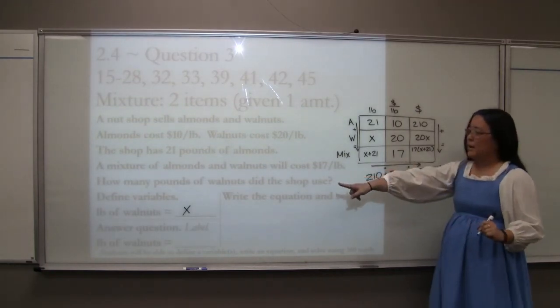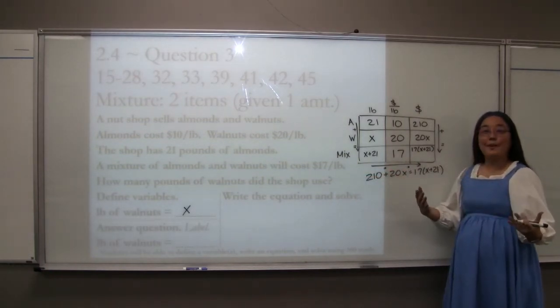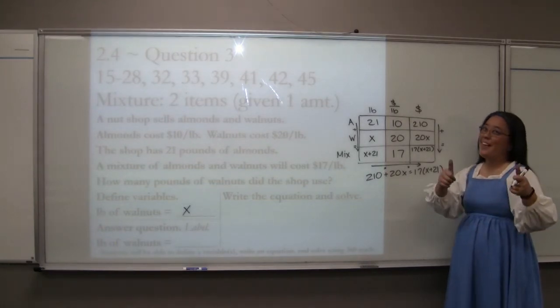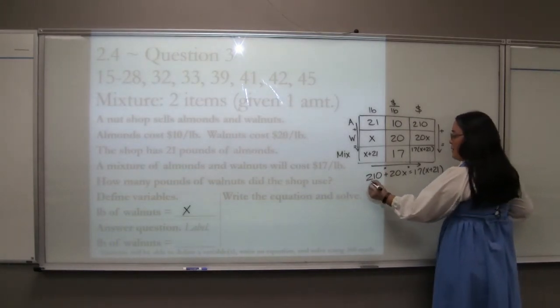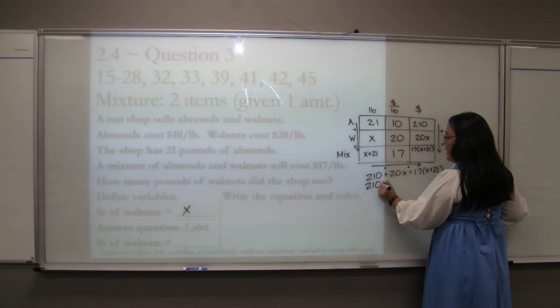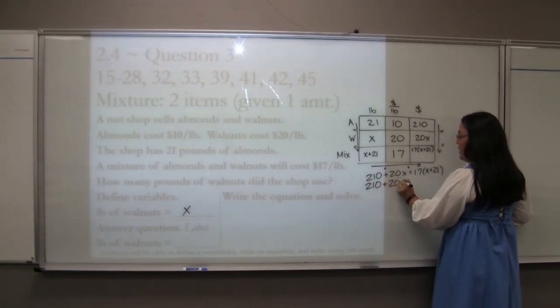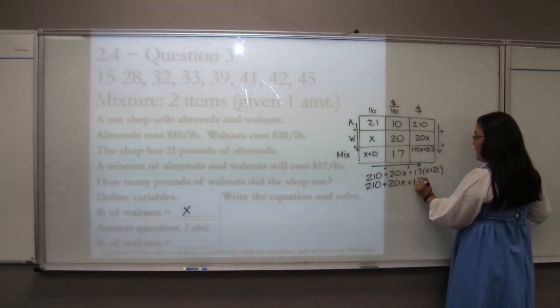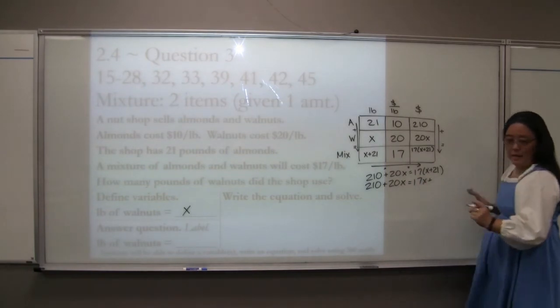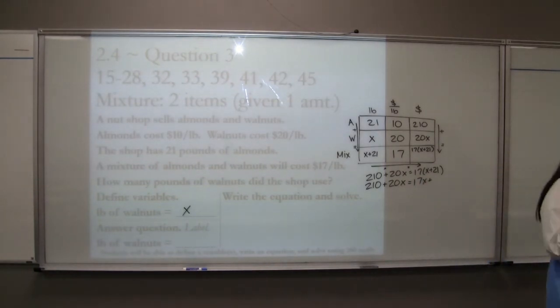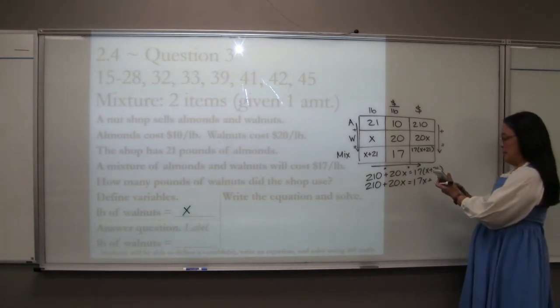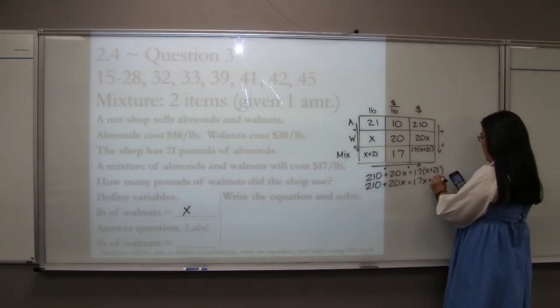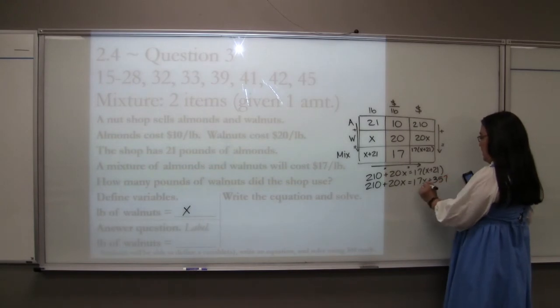Now, variable equation. That right there is half credit on this problem. That's wonderful. But we need to solve it because we don't want half credit, we want full credit. We're going to use the distributive property. I know that we could multiply that out, but for speed of lecture, 17 times 21, we have 357.